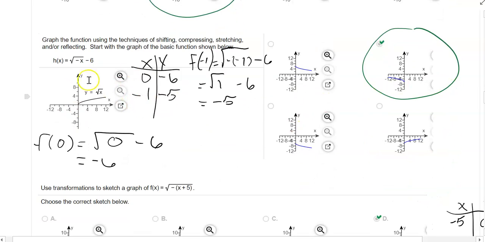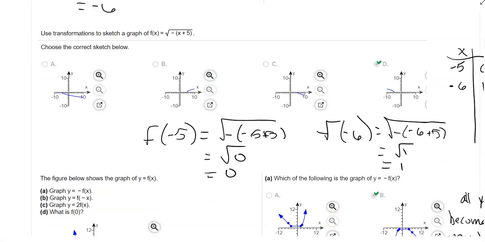Here's the same type of thing. This thing gives me the heebie-jeebies. I don't know what's happening here. So I plug in 0, I get -6. So I look for that. I can see I have a couple that had that same point, so let's do some more investigating. I plug in -1, and I get -5, and I see this is the only one that has that.